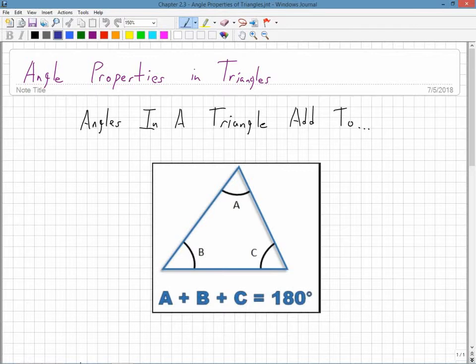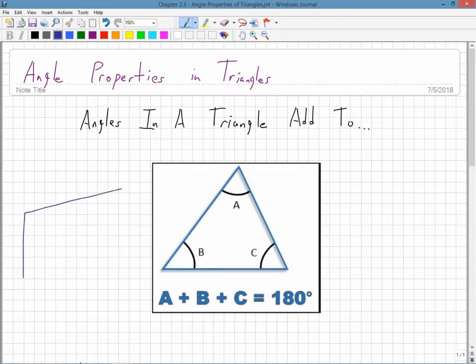Angle properties in triangles. So far we've looked at parallel lines. Now we're going to look at triangles. You might recall from previous grades that all the angles inside a triangle, whether it's A, B, and C, like this triangle, add up to 180 degrees. And that doesn't matter what shape your triangle is.